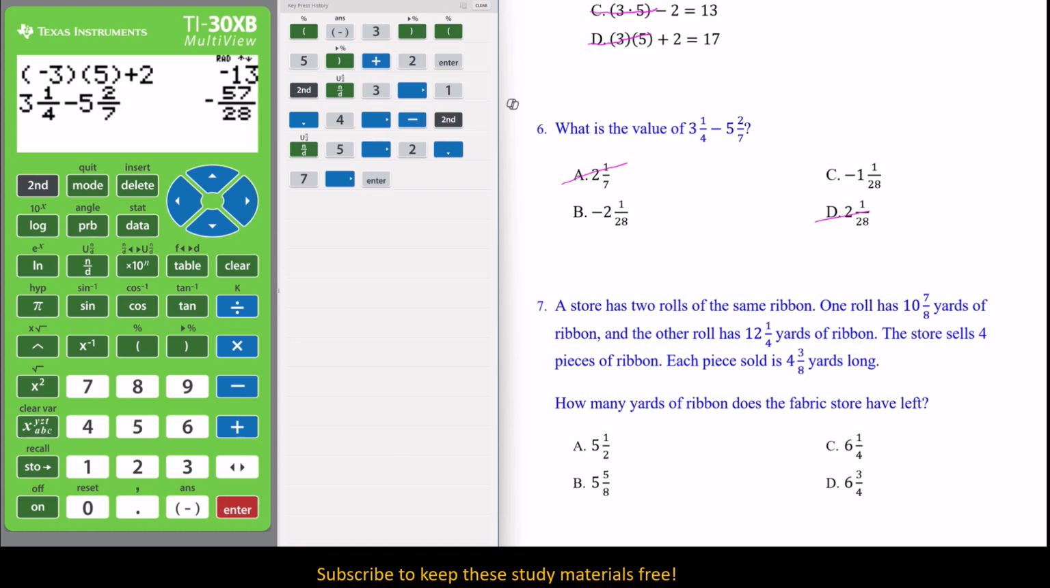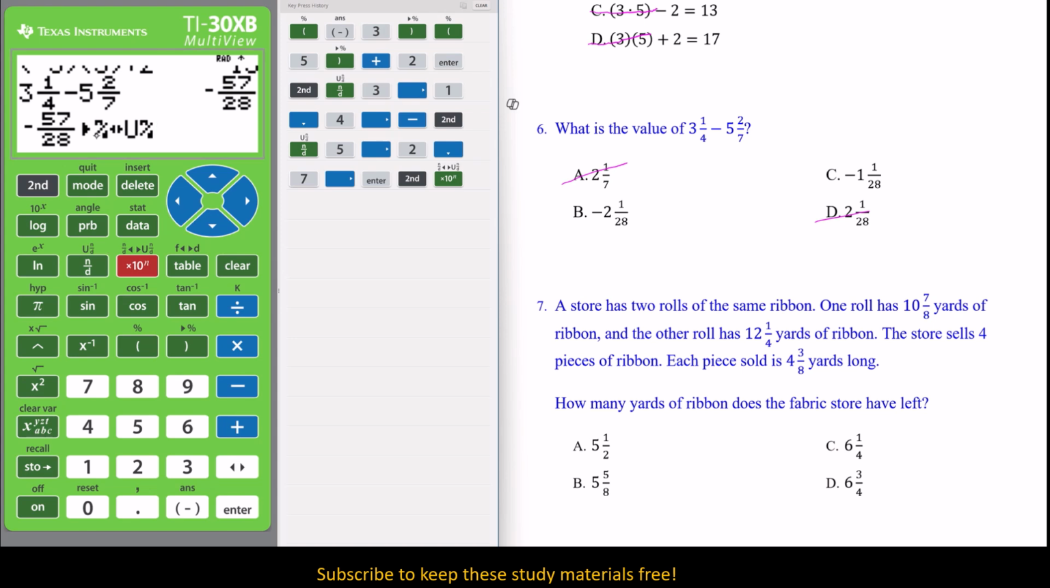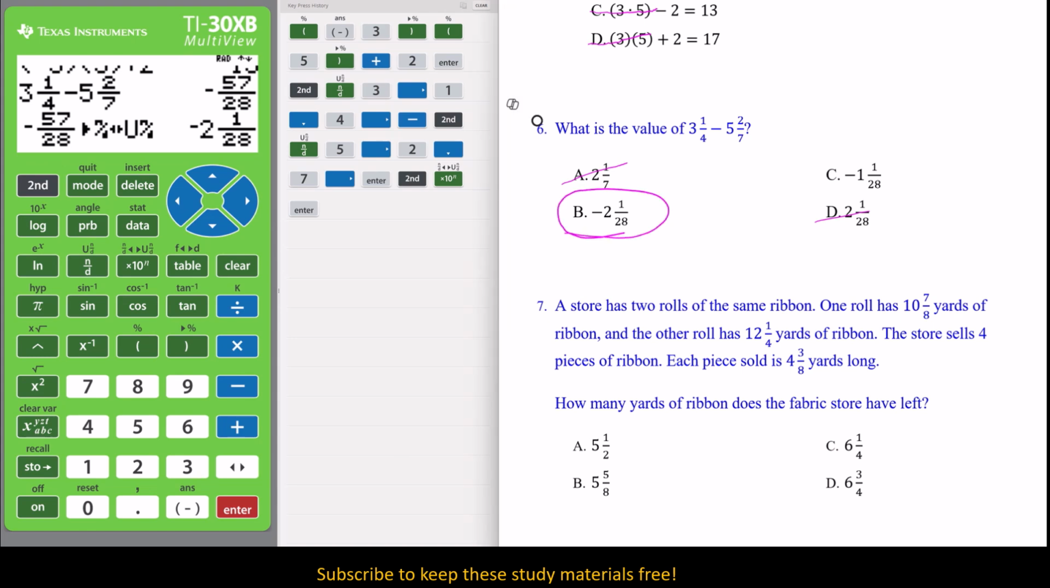Okay, let's push enter. Ooh, well, that's not a mixed number. Well, not a big deal. Don't panic. Don't think it's wrong. Just turn it into a mixed number and then see what happens. Okay, so what do I do? Second, and I need to push the scientific notation button right there. I know it's hard to read. Don't worry about it. That's what you're telling the calculator, go from a fraction to a mixed number. So let's push enter, and it does. So option B is what we need.